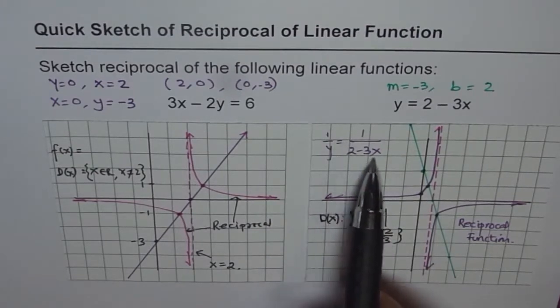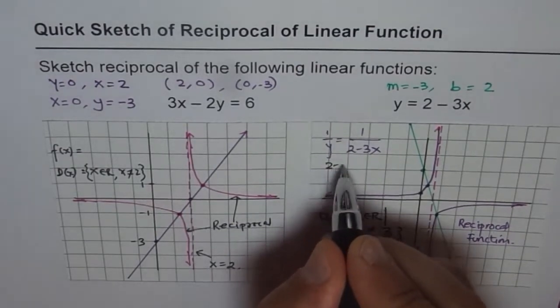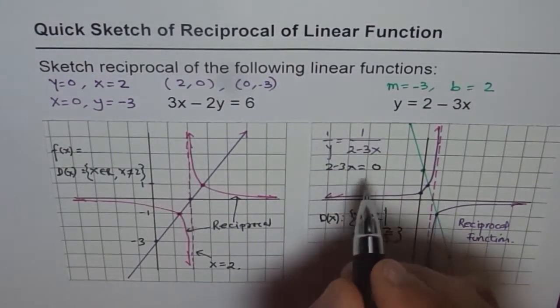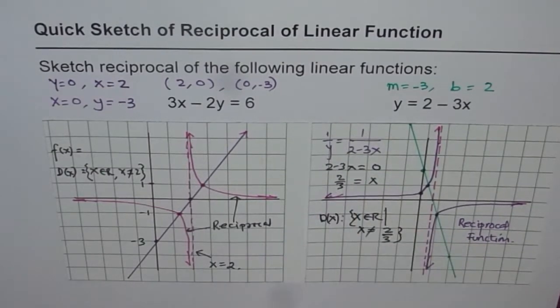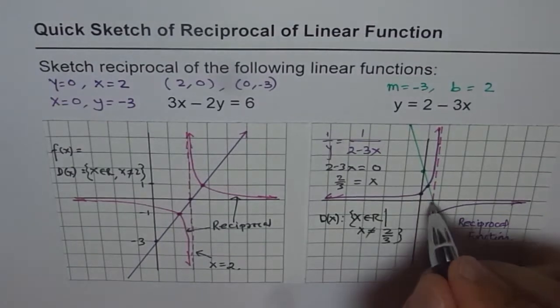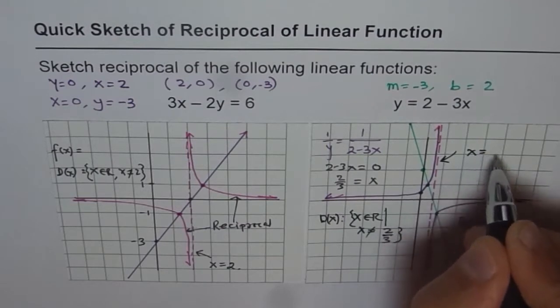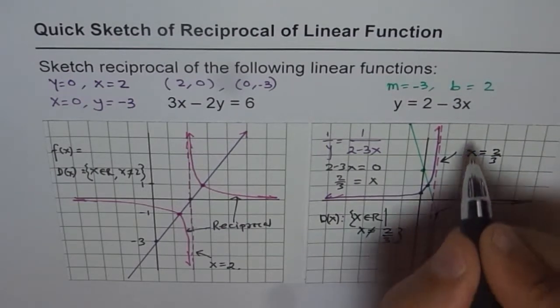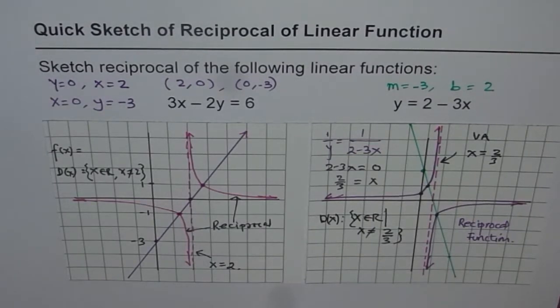We will find it from the equation itself. Equating the denominator to 0, that is 2 minus 3x equals 0. That gives us x equals 2 over 3. So that is how we can find the equation of the vertical asymptote, which is x equals 2 over 3. That is our vertical asymptote. Right? So that is how we can actually graph the reciprocal of a linear function quickly without doing many calculations. I hope you appreciate it. Thank you.